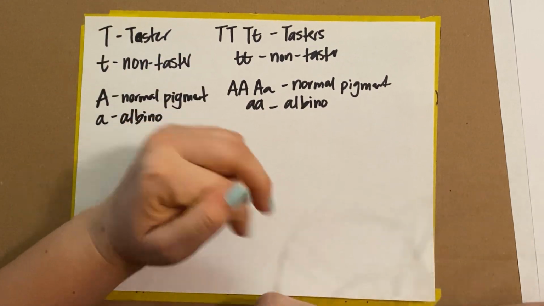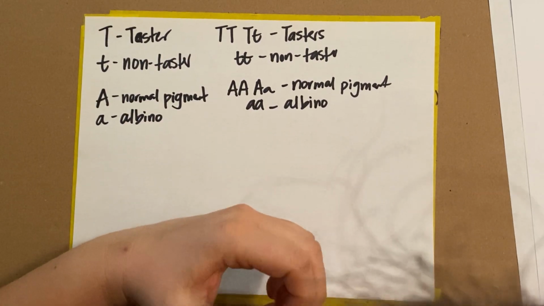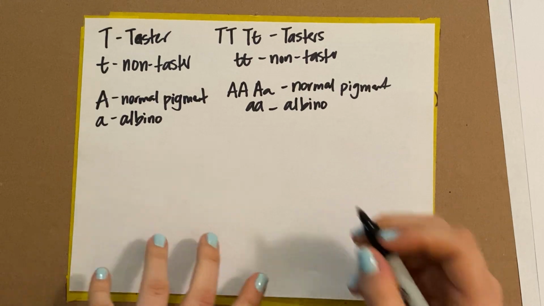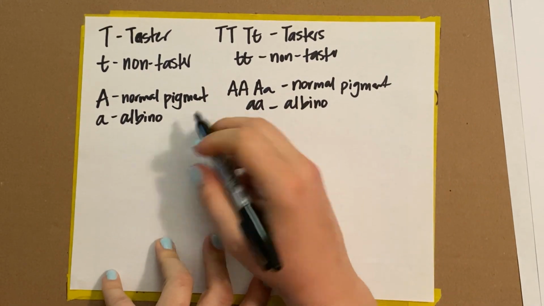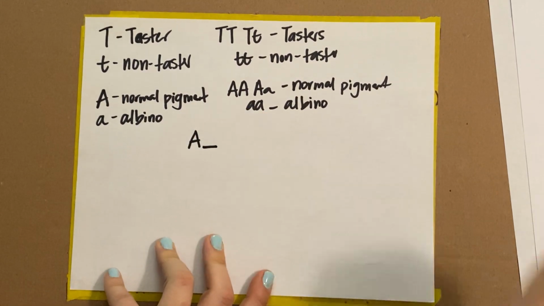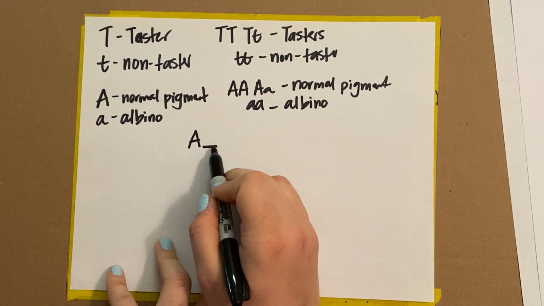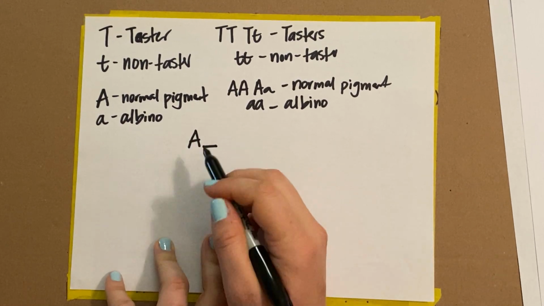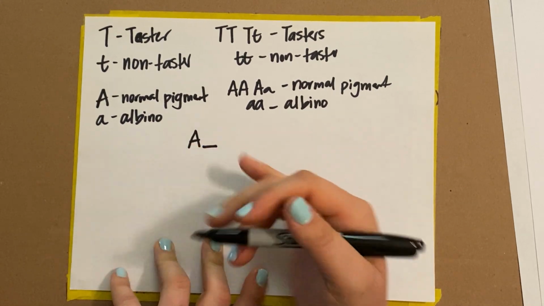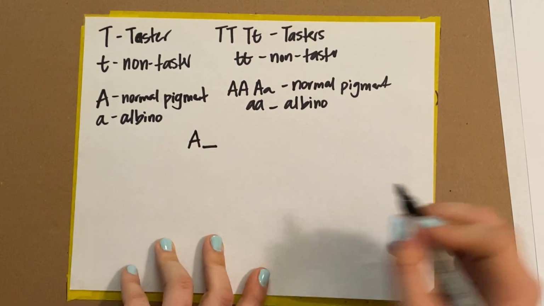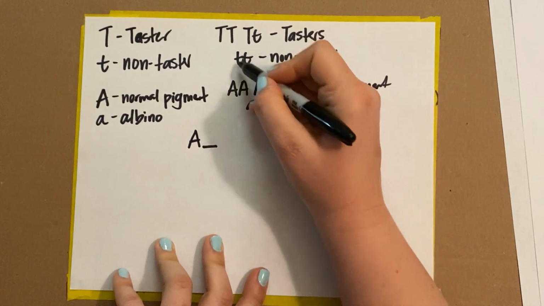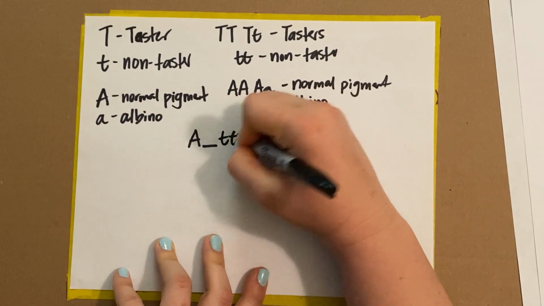Because then I know that if I start seeing these things together, I know what it means. All right, so now it says a normally pigmented woman who cannot taste PTC. So she's normally pigmented, so we have this A's. It does not tell us anything about this letter right now, okay? So let's just do that. So normally pigmented, so we know that she at least has to have one capital A. She cannot taste. So the only way to have a non-taster is to be little t.